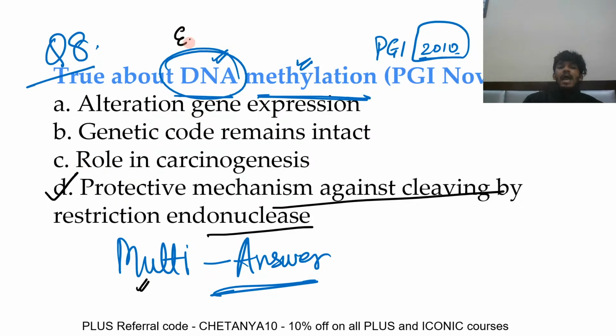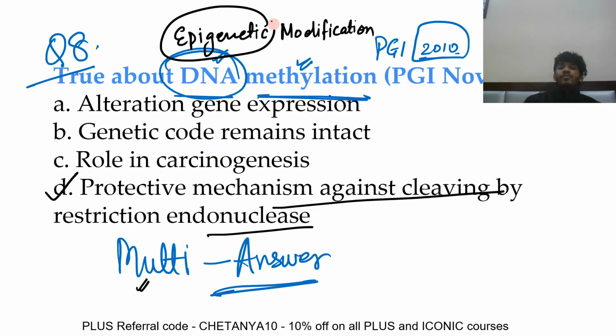DNA methylation is an epigenetic modification. Please do remember that. Since it is an epigenetic modification, the genetic code remains intact. Genetic code is your DNA sequence, so that remains intact after DNA methylation. So that's right. Deepika is right. B is also correct. There are more options that are correct in this case.